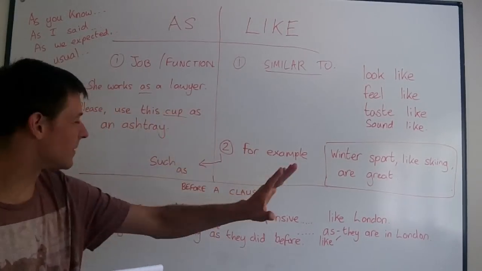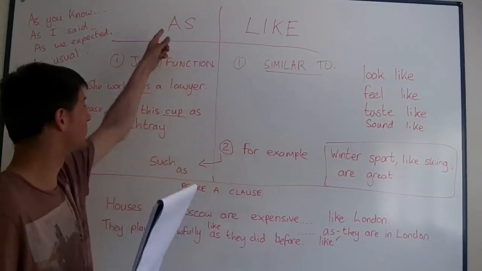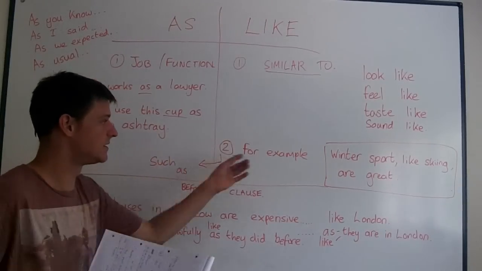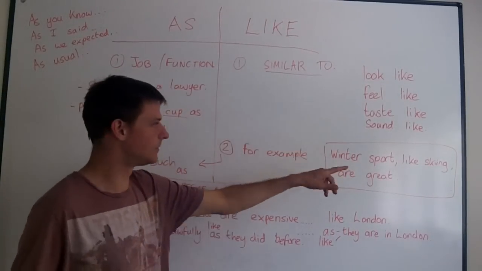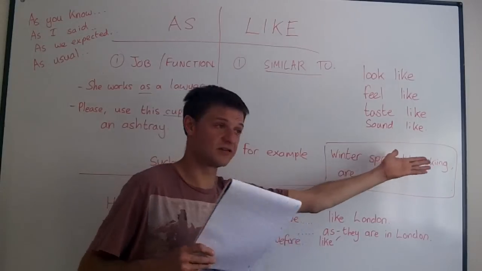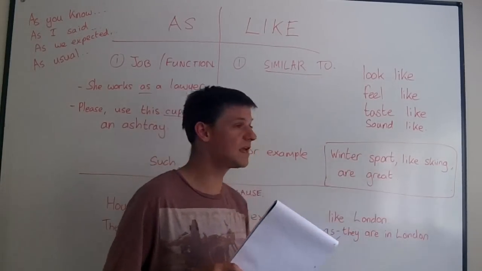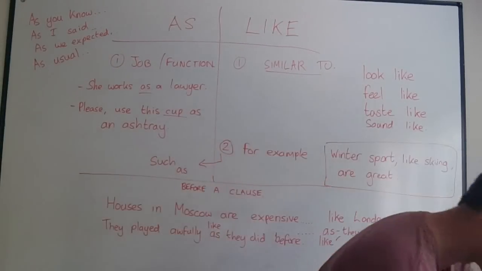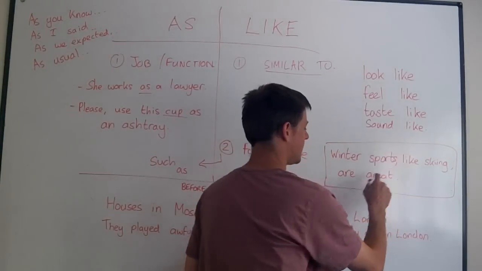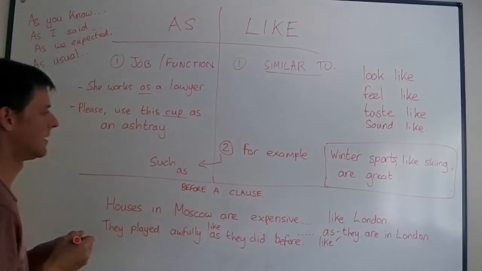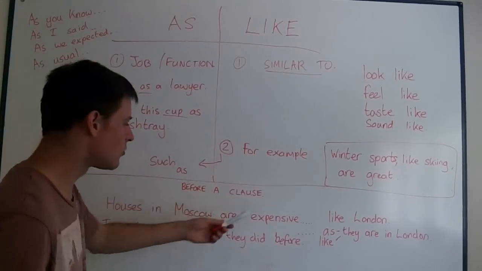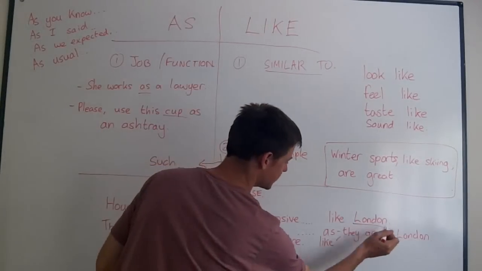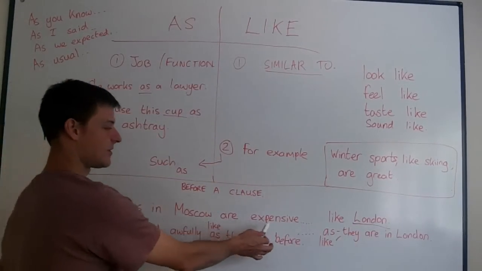We also use "like" as "for example". But however, remember, "such as" is also "for example". So there is an "as" form, "such as", which means for example. So here's my example. Winter sports, for example, skiing, like skiing, such as skiing. Winter sports are great.